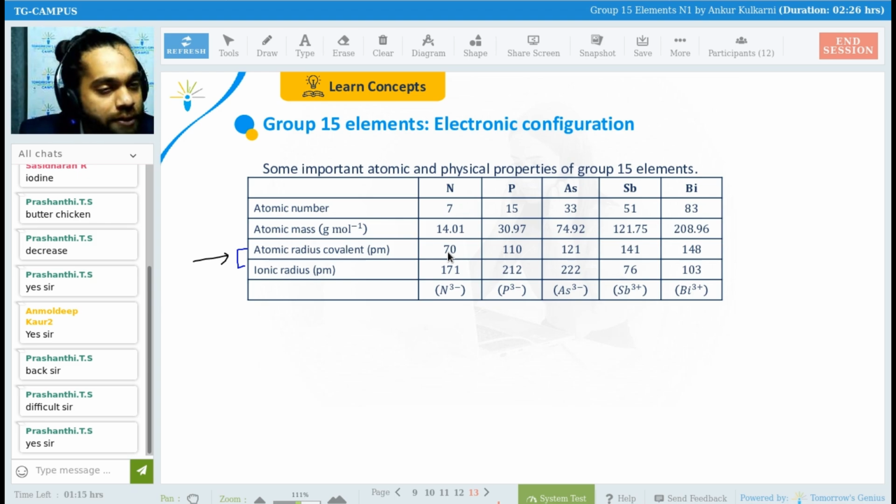What is ionic radius? What do we mean by ionic radius? Why do we have this ionic radius? And one more question. Why over here is there so much difference between atomic radius and ionic radius? If you look, 70 and 171, it is more than double.